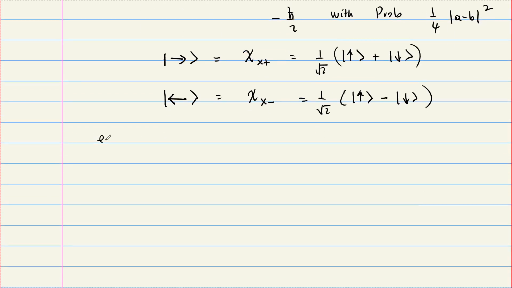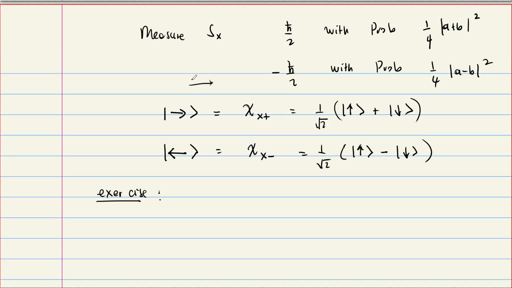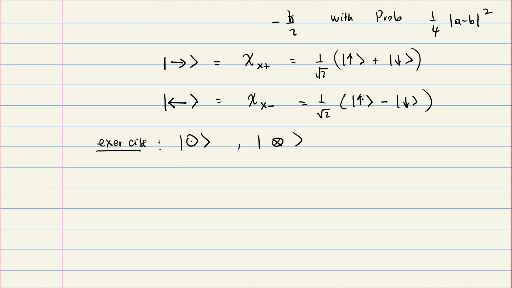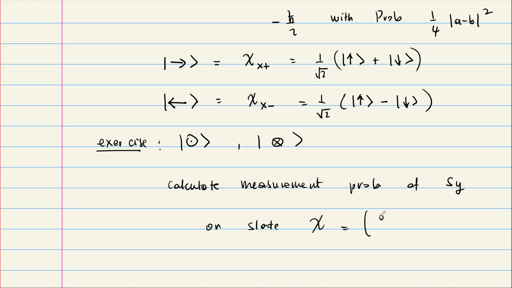So as an exercise, for example, if you want to include Sy, because in this page I have two directions, maybe you can invent something like, for the y direction, into the page and out of the page, and write them in terms of ups and downs, and calculate measurement probabilities of Sy on state chi, which is A B. And you will have to deal with complex number i here.